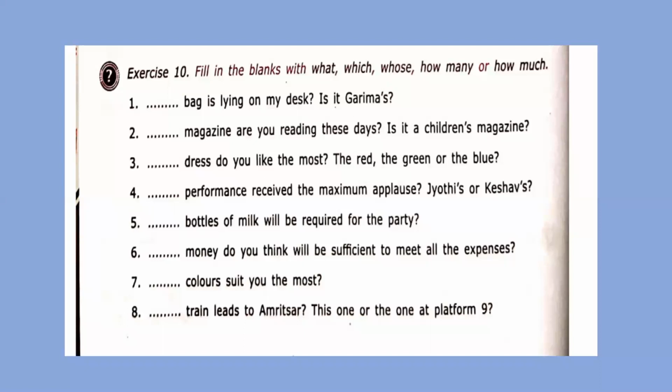Whose performance received the maximum applause? We want to know about the owner, or we can say who something belongs to. That's why we need to use whose here. So हमें ये जानना है कि वो performance किसकी है, right? So that's why we need to use whose here. Whose performance received the maximum applause? किसकी performance ने maximum applause प्राप्त किया? So whose is right here.